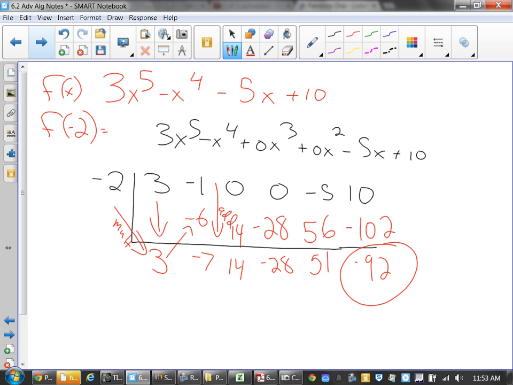So again, what we're doing here is that our x coordinate was negative 2, our y coordinate was negative 92.